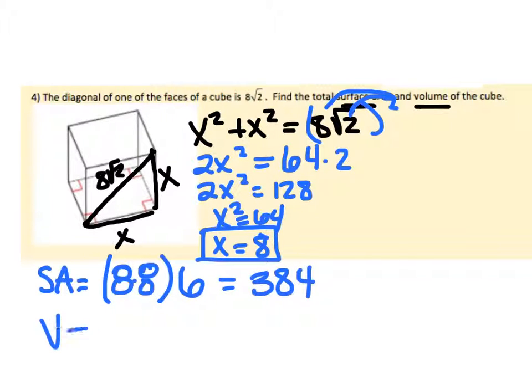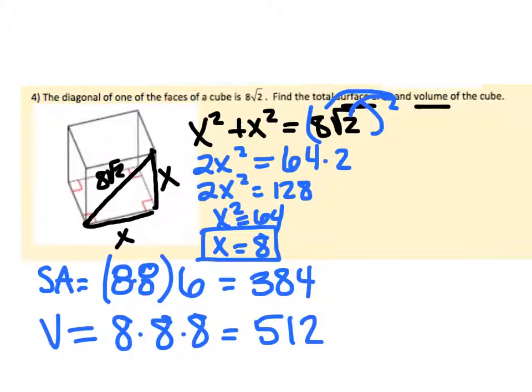And then your volume is just going to be 8 times 8 times 8, or 8 cubed. Which will give you 512. And since there are no units listed, we can just leave them just like this.